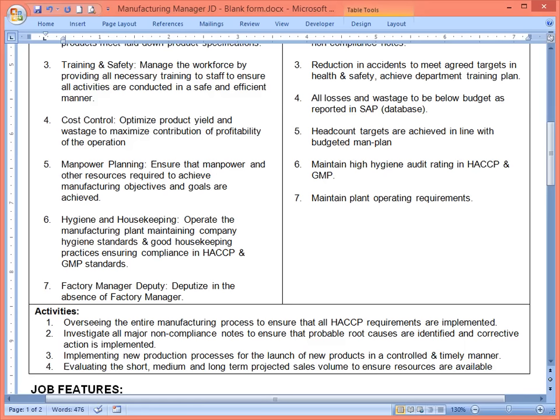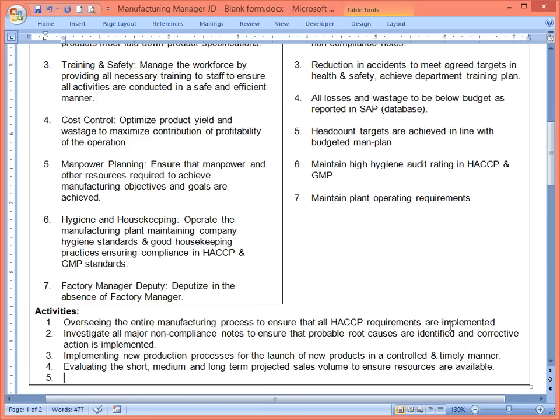Okay? Resources are available. Very important. Because if you have problems in terms of resources availability, then you'll not be able to hit your target. You'll not be able to achieve your SMART objectives. Okay? Very important that you have all the resources.